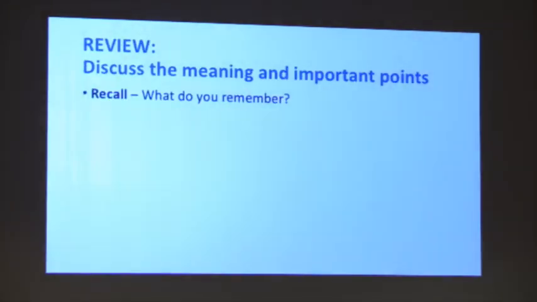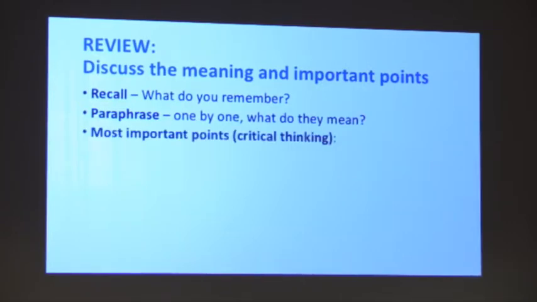So lastly, we want to review all of the Miranda rights and make sure they understood. So discuss the meaning and the important points. So start with, what do you remember? Then you can move to phrase by phrase, line by line. What did that line say? What did that mean? Make sure they understand. What are the most important points? And this is where we're doing a little bit of critical thinking, and you want to make sure that they actually can identify these, which is the point of the Miranda lesson.